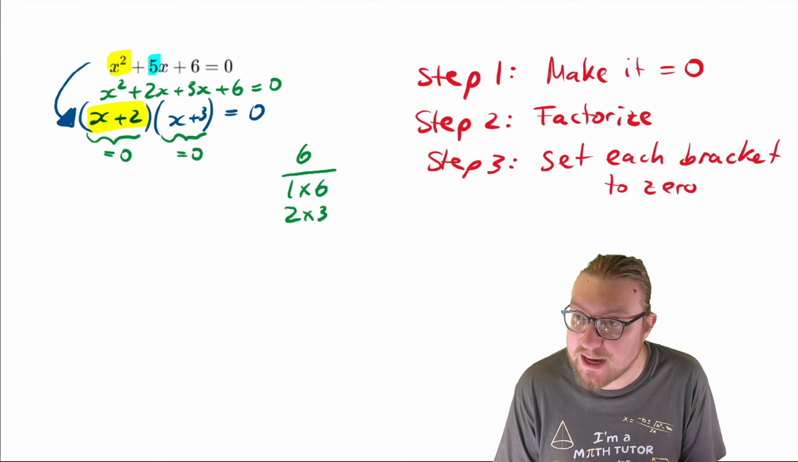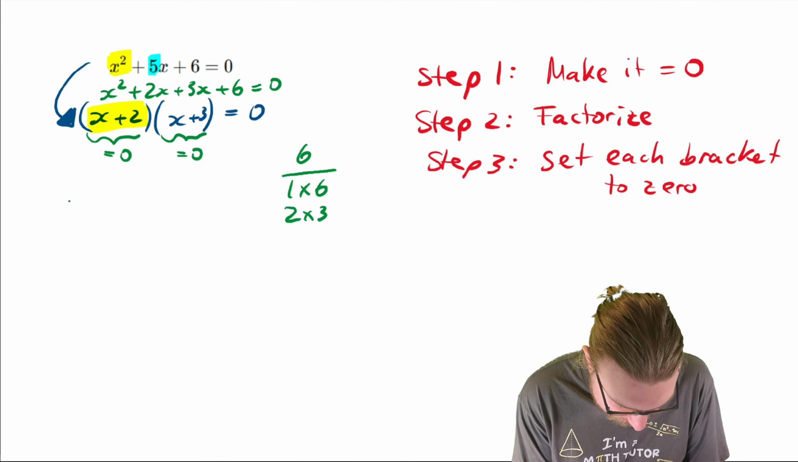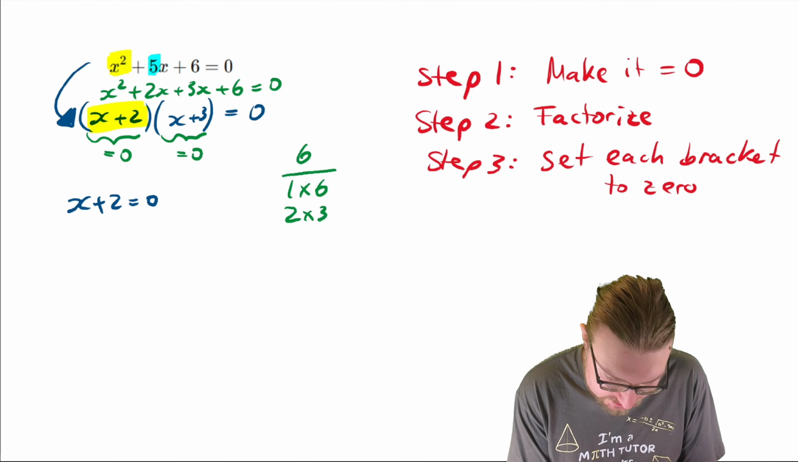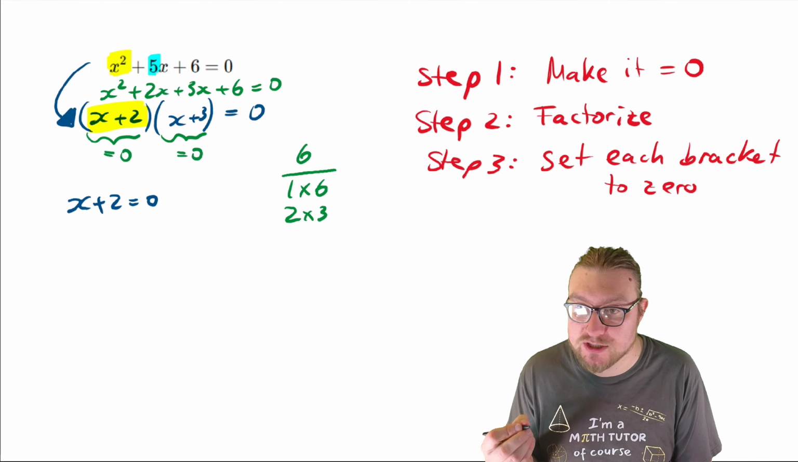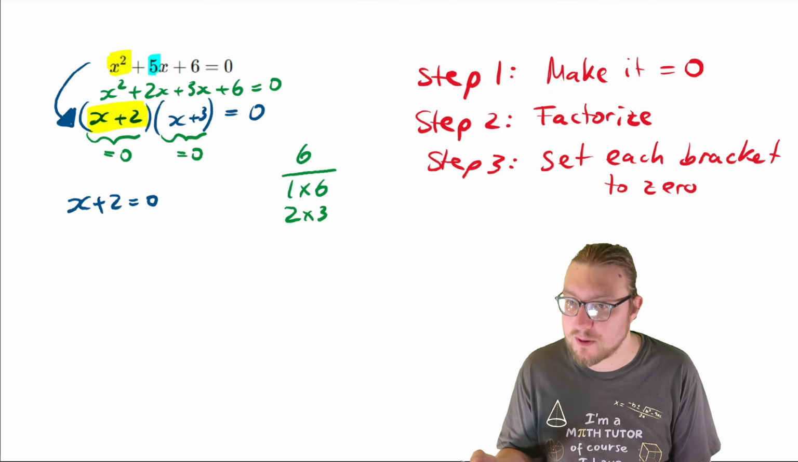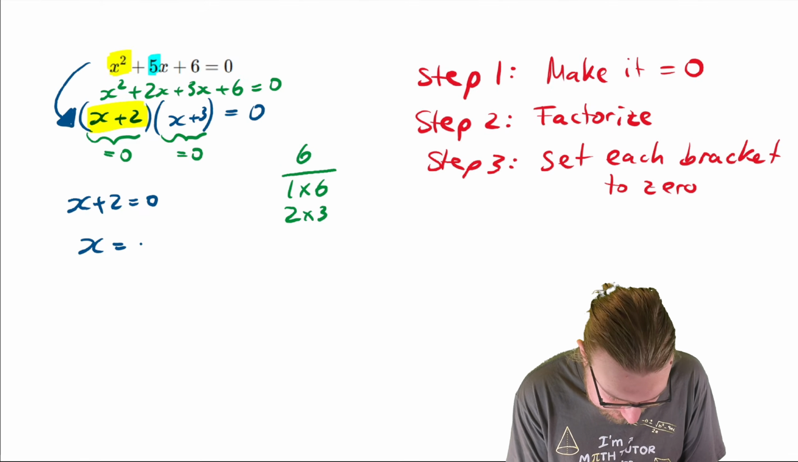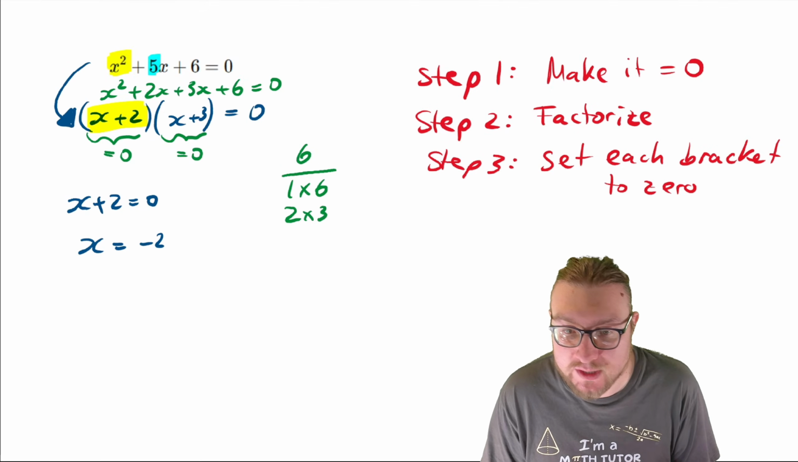So let's take this out, and we're going to start with our first bracket, which is the left one here, and we're going to set this equal to 0. So we're going to get x plus 2 is equal to 0. And we can solve this just like a linear equation. We just have an x, so we go minus 2 on both sides. So we get x is negative 2.